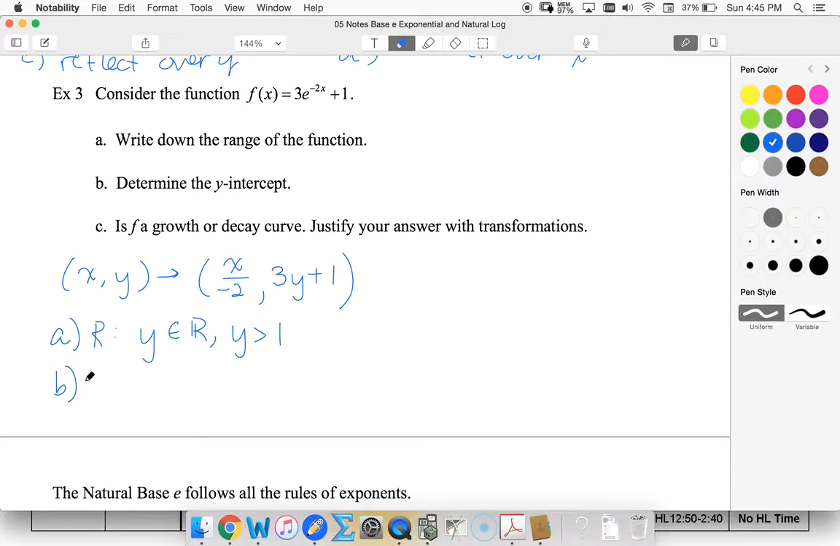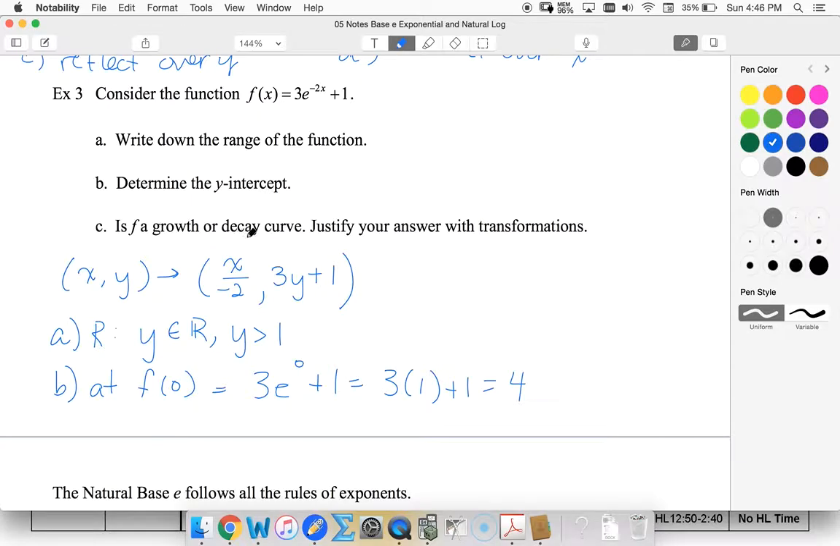All right, my y-intercept happens when x is 0. 3e to the 0 plus 1. That's going to be 3 times 1 plus 1, which is 4. Everything's been moved up 1. My y-intercept is normally 0, 1, and we've taken it, moved it up 1, stretched it by 3. So sorry, first we stretch by 3. So my 1 gets stretched by 3, turns into 3, and then moved up 1 makes it 4.